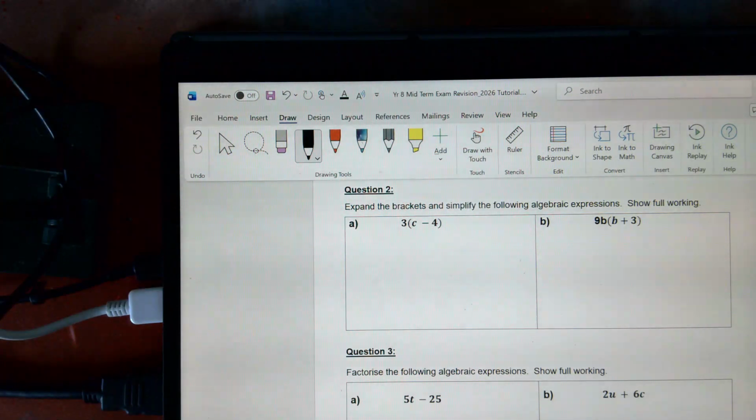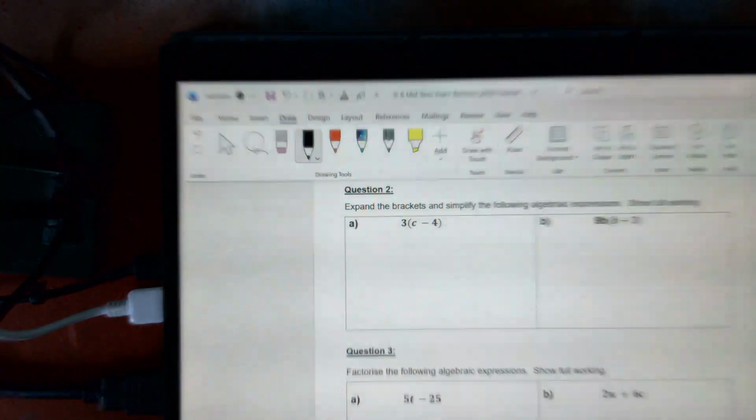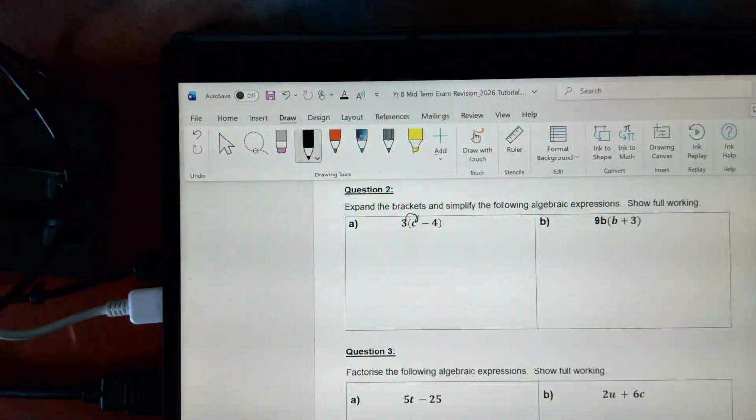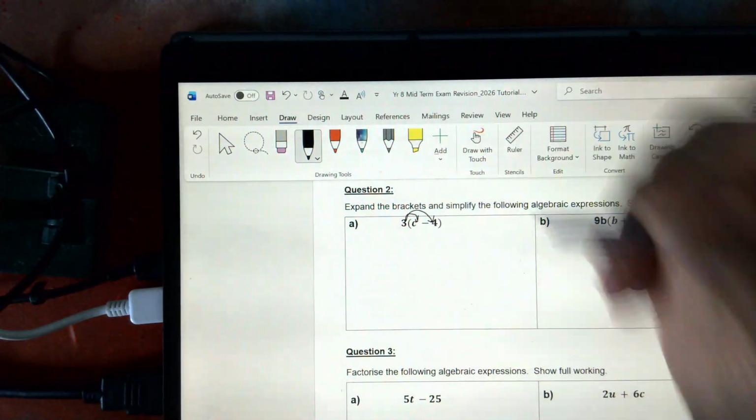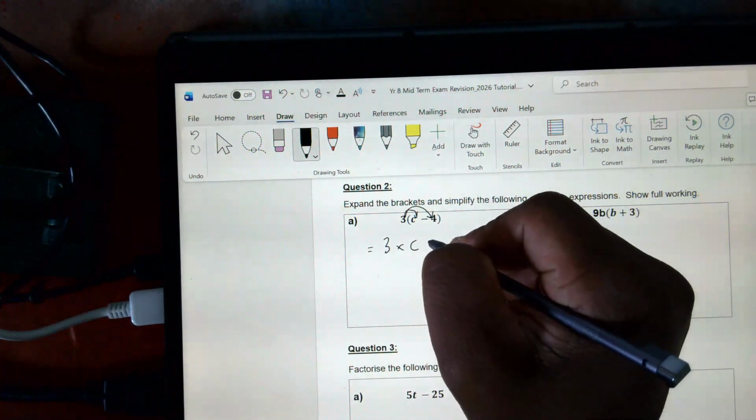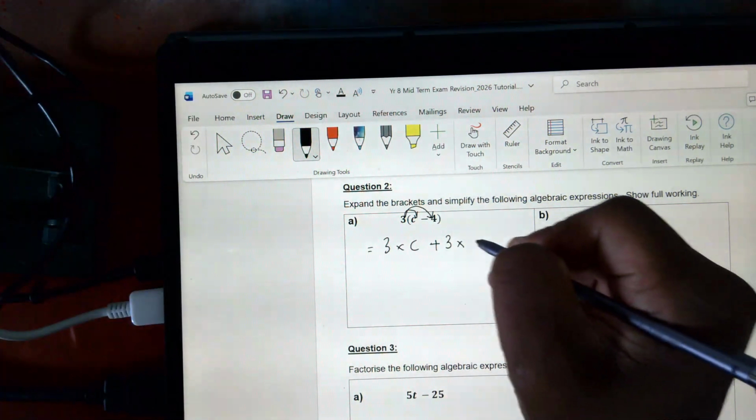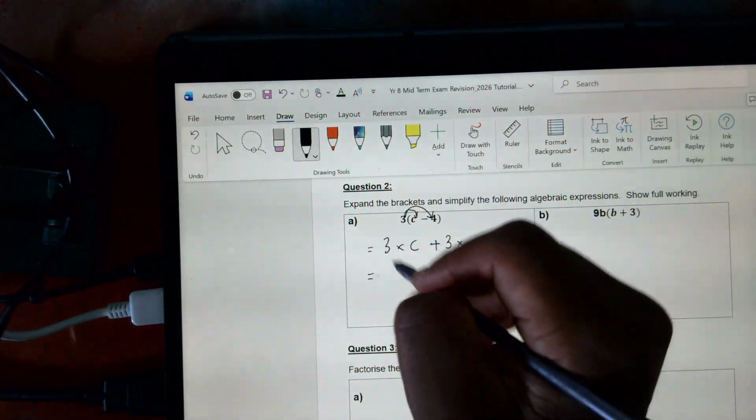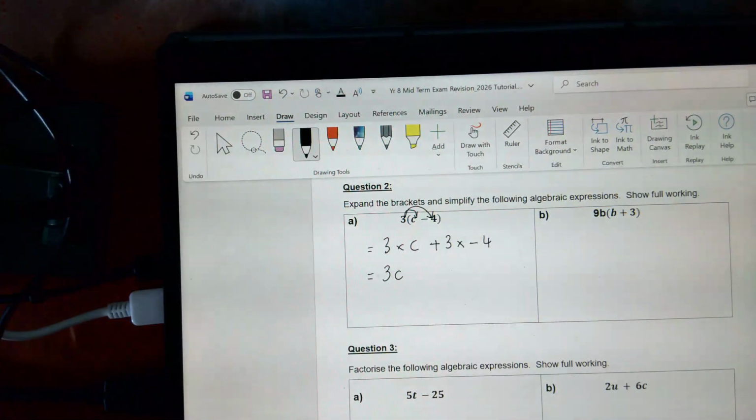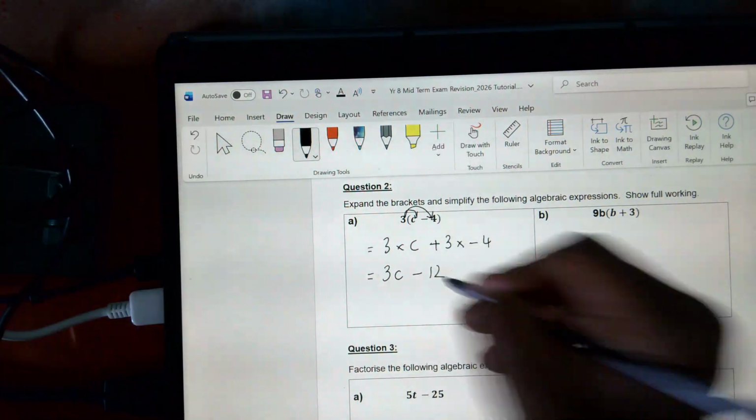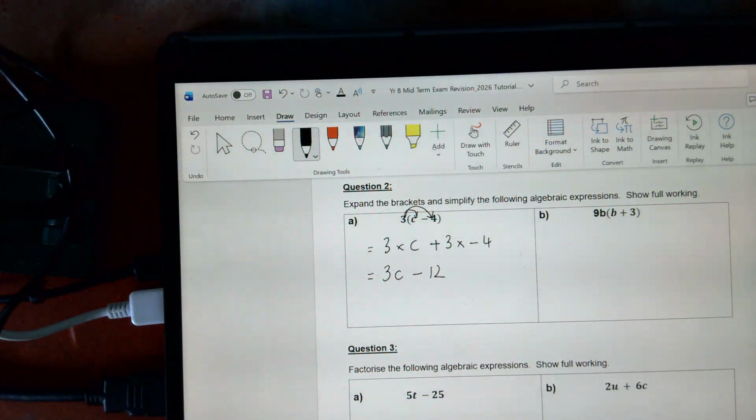Next one, expand the brackets and simplify the following algebraic expressions, show full working. So your full working here could be: I'm going to multiply 3 by c and multiply 3 by negative 4. So 3 times c is 3c, and 3 times negative 4: a positive times a negative is negative, 3 times 4 is 12. So our answer there is 3c take 12.